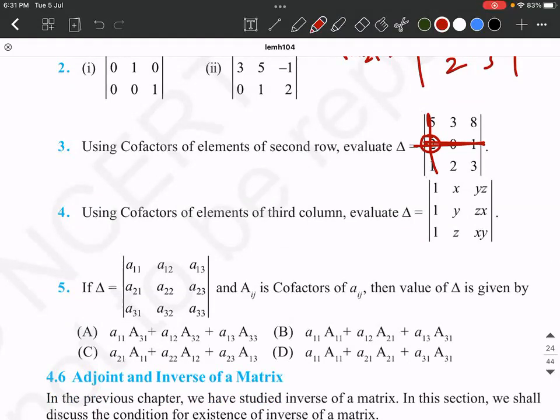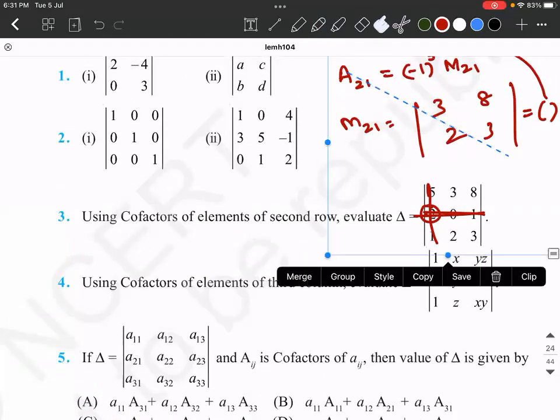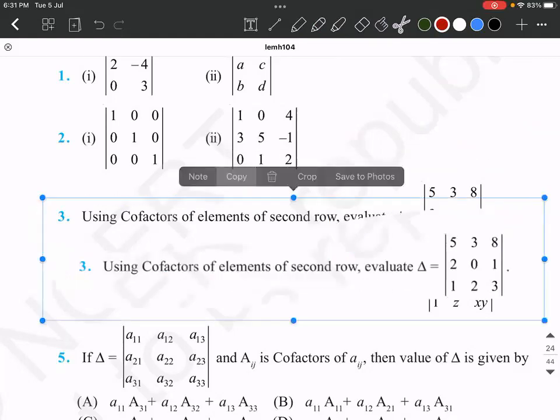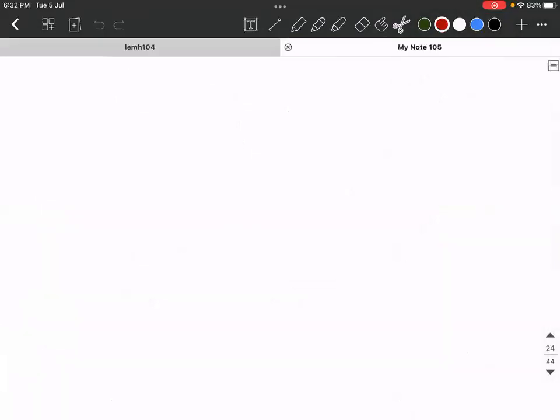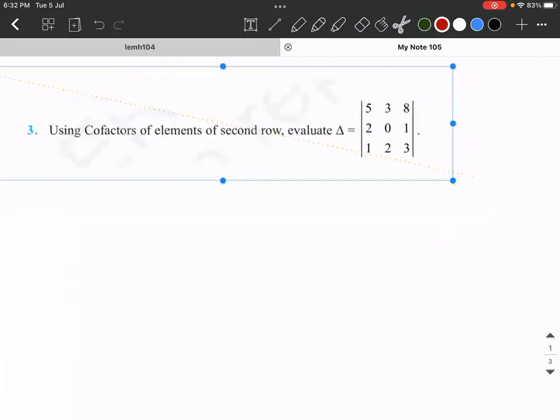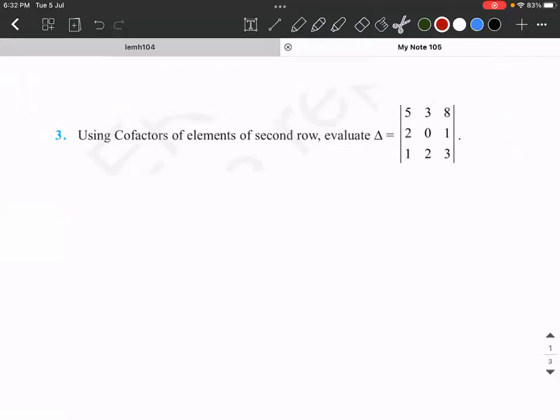Using cofactors of... Hey, one minute. It was my mistake. I didn't read the question properly. I thought they're asking for the cofactors. So I'll do this problem. Wait. So using cofactors of elements of the second row, evaluate the determinant.